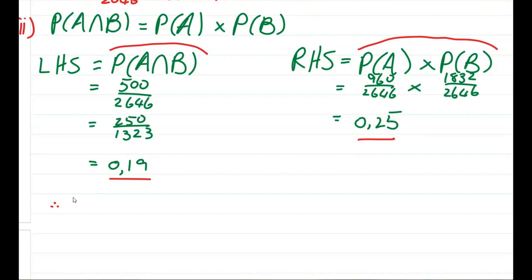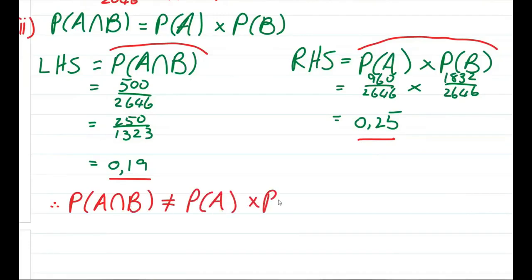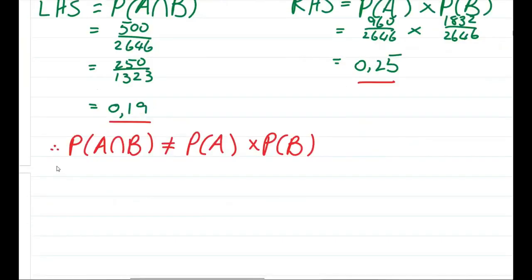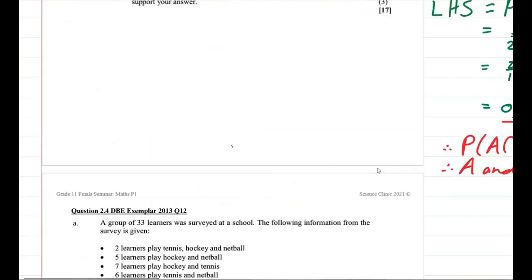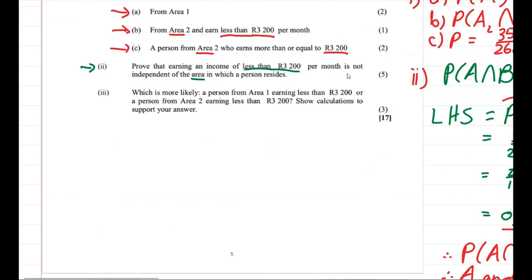That they're dependent. They're dependent because the probability of A and B is not equal to the probability of A times the probability of B, and therefore A and B are not independent. They are dependent. Great. And that's exactly what they want. They want to say it is not independent. And that's perfect. All right.